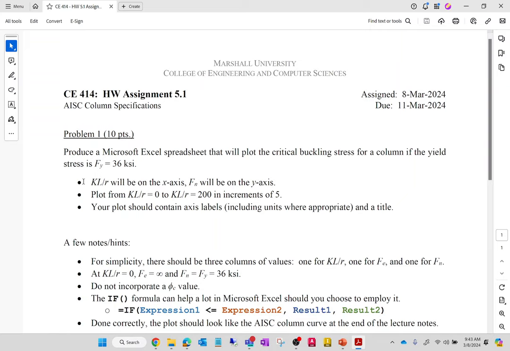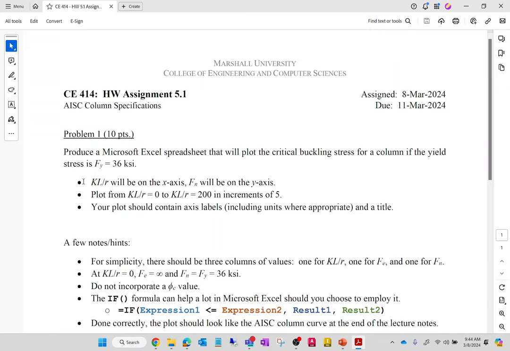And so that you are aware, the reason I'm having you do this is so you get familiar with the equations, because these equations are a little different than what you've been doing so far. Okay? So I'll give you some hints down here below. So some hints for simplicity. I think you should have three columns in your Excel sheet, one for KL over R, one for Fe, and one for Fn. Like, do a separate calculation for Fe. Just trust me on that. Y'all know how to do pi in Excel, right? So you do equals pi, like that. Just, nothing inside. Okay.